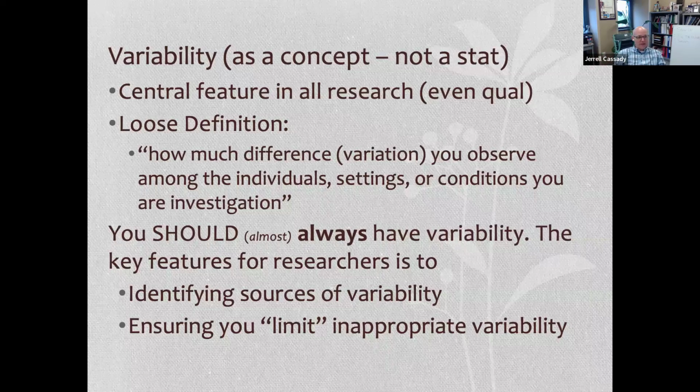Loosely defined, I like to talk about it as how much difference you can observe in the individuals or settings or conditions that you're examining. And essentially, you should, and I don't like using the word always, but you should almost always have variability in a research study. That's what you're trying to do: figure out what's causing the variance in reported observations or scores among the people you're looking at, or in the variability of whatever construct of interest you have. And our goal as researchers is to identify what the sources of that variability may be, and then also limit the inappropriate variability that exists in the ways that we can do this research. More on that in a second.